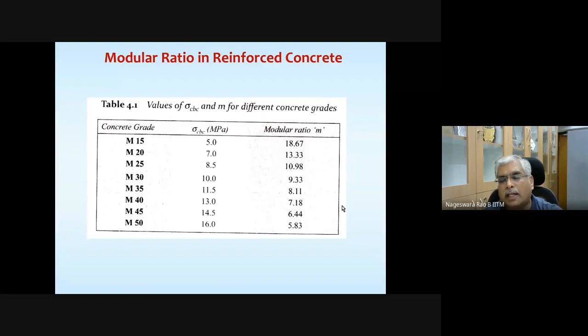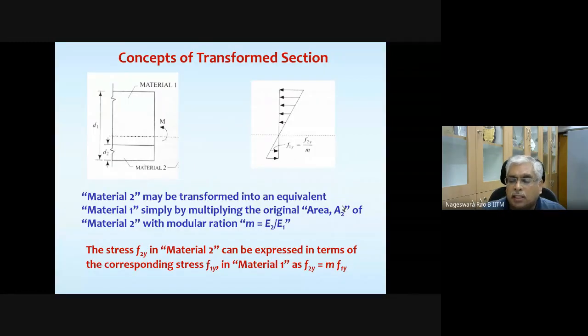It is simply the modular ratio. You have steel as well as concrete. Once again, let's say material 2 is steel and material 1 is concrete. With that understanding, modular ratio m is defined as the ratio of the modulus of elasticity of steel to the modulus of elasticity of concrete.